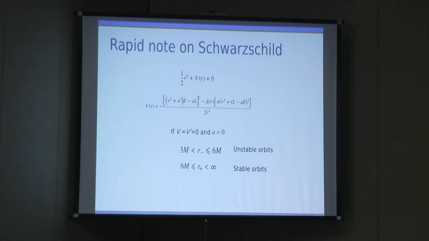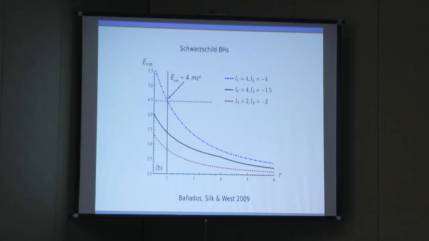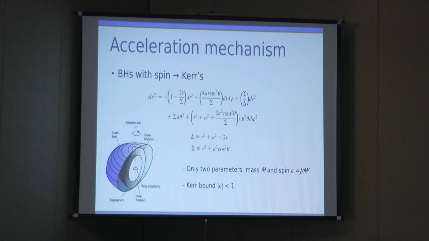Then what happens is that in Schwarzschild black holes, when a particle approaches or two particles collide very close to the horizon, the energy is not sufficient to accelerate particles to the high energy of the imagined situation. Okay, then we have to work with Kerr black holes to accelerate particles.